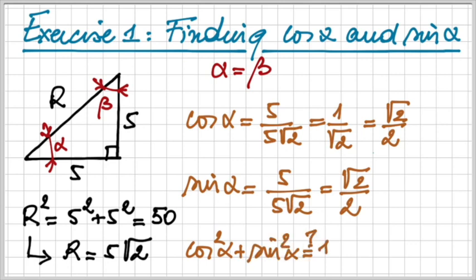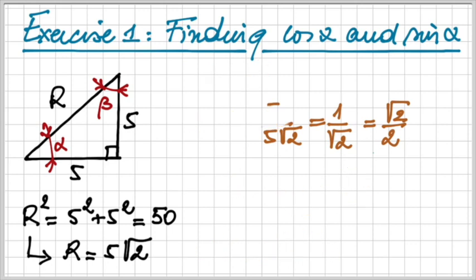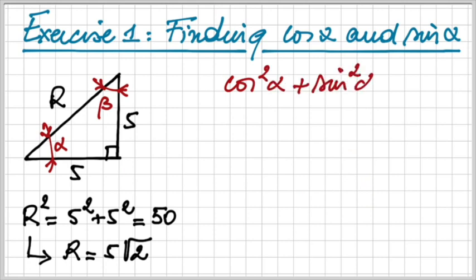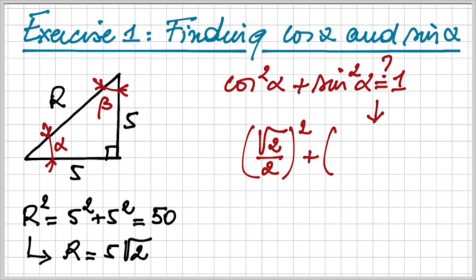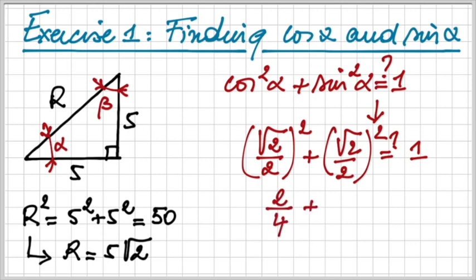We can also verify the validity of the formula cosinus square alpha plus sinus square alpha is equal to 1. And we put here the two values of cosine and sine in this equation. So we have square root of 2 divided by 2 plus square root of 2 divided by 2 to the square. Is this equal to 1? So we find 2 divided by 4 plus 2 divided by 4 is in fact equal to 1.